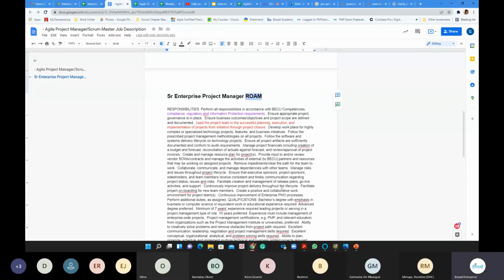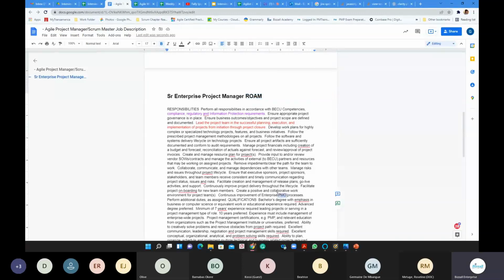Where am I now? Facilitate project onboarding for new members. You can, for instance, create documentation for onboarding so that when a new member comes in, they just get that documentation and it takes them less time. Create a positive and collaborative work environment for the team. Continue improvement of enterprise PMO process.